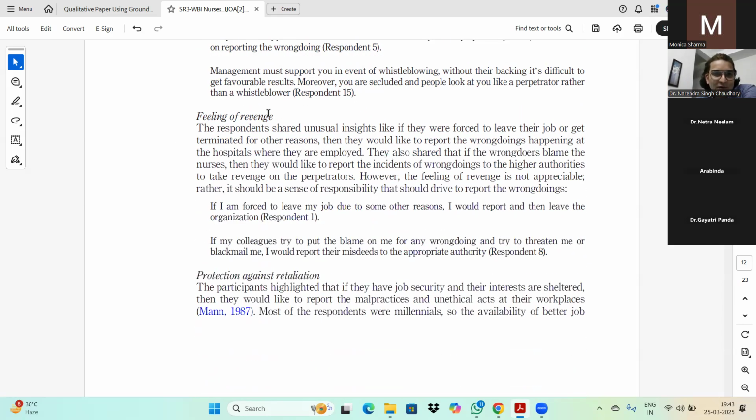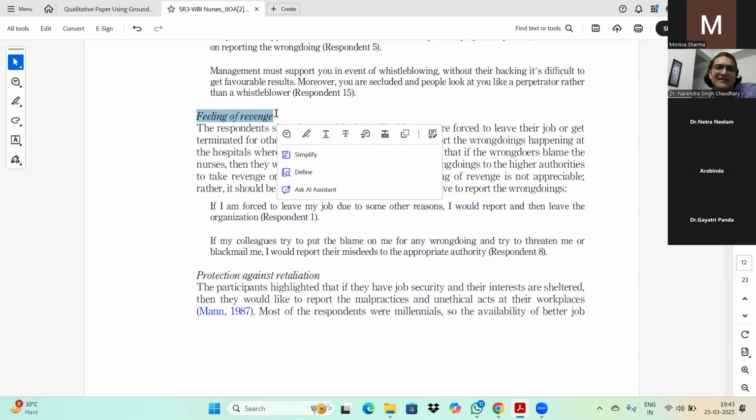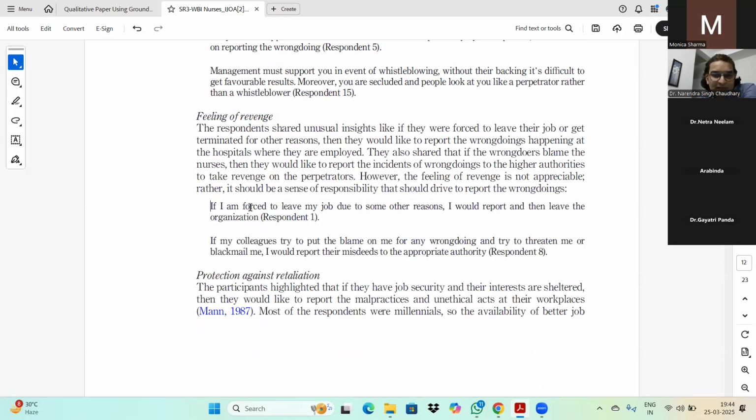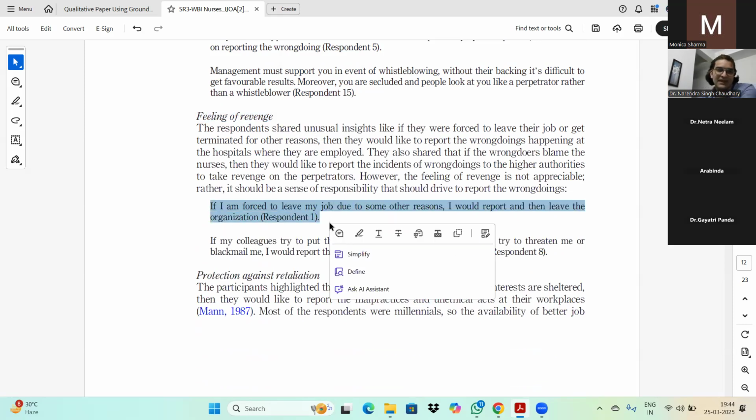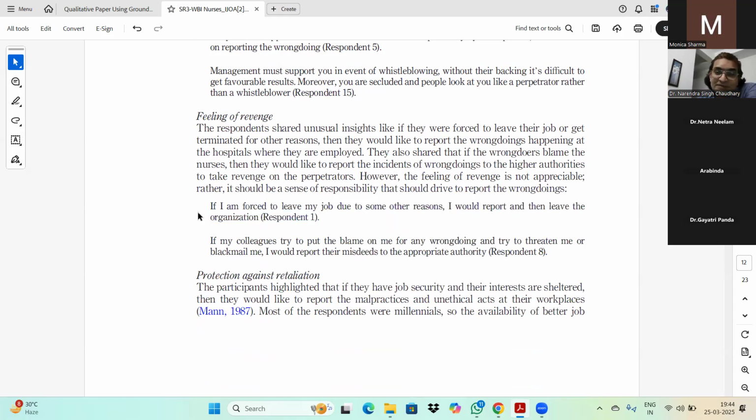So I'll just see. Now see, I am talking about this particular variable, feeling of revenge. Now see what respondents have said. If I am forced to leave my job due to some other reasons, I would report and then leave the organization. If my colleagues try to put the blame on me for my wrongdoing and try to threaten me or blackmail me, I would report their misdeed to the appropriate authority.